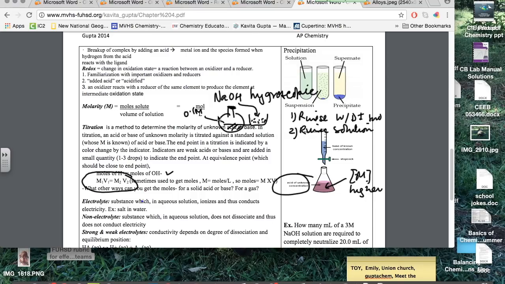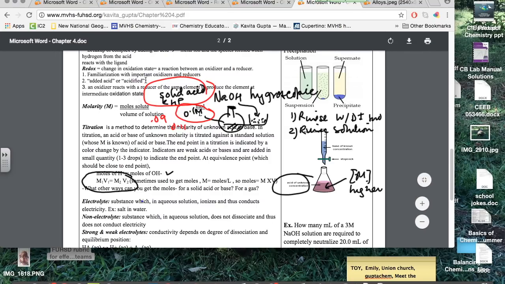So then you titrate it against a solid acid, like KHP or another acid, to find the actual molarity of this NaOH. Is it 0.1 or 0.09 or 0.11? So when you use a solid acid, the idea is to standardize your NaOH because it absorbs water as you're making the solution.